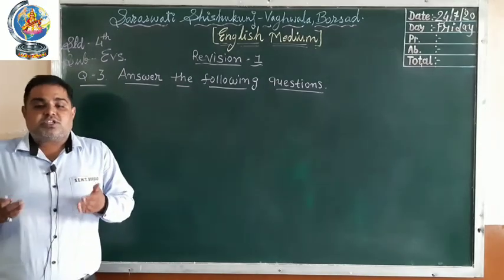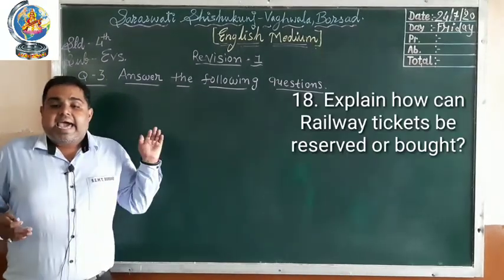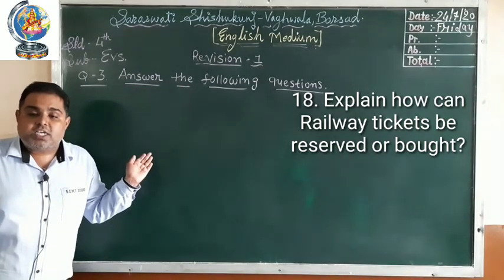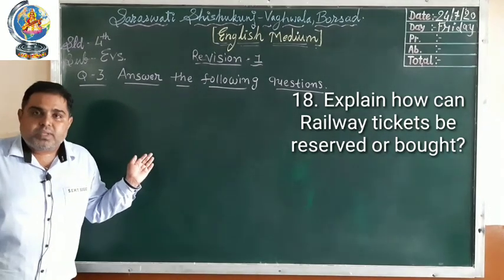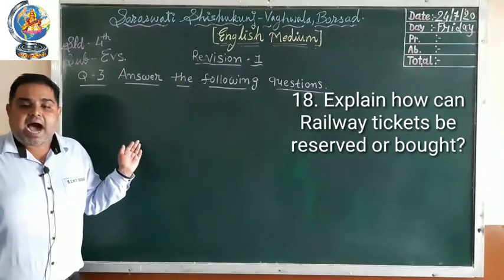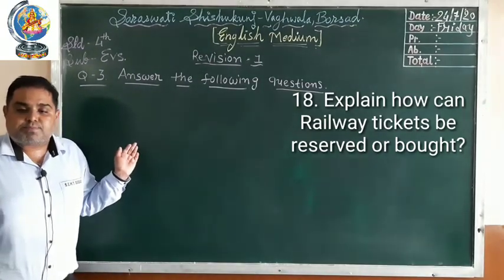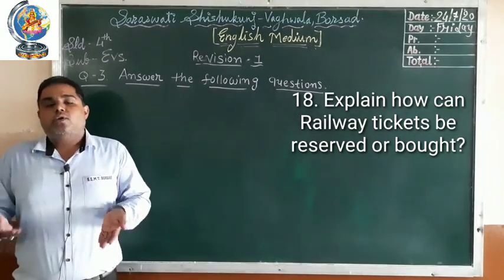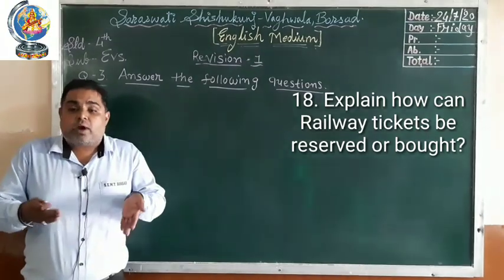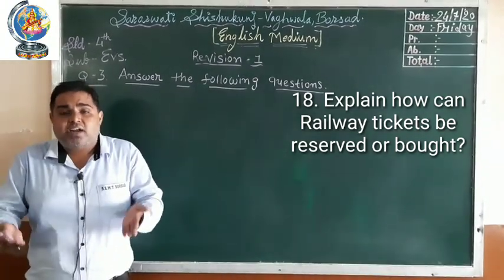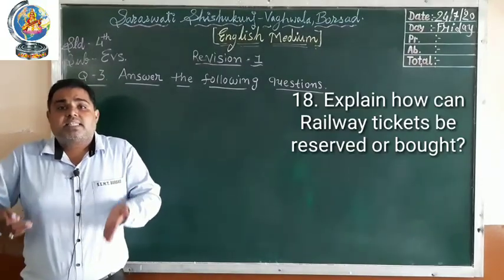Next question, question number 18. Explain how railway tickets can be reserved or bought. Again, understand the question. How can you buy railway tickets or how can you reserve them? That you have to explain, from where you do all these things.